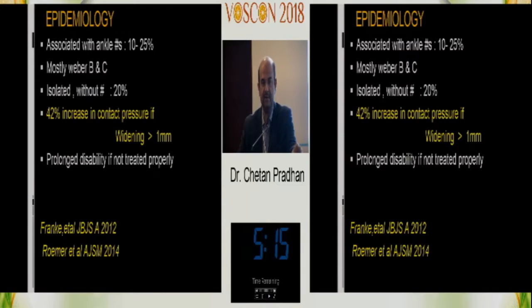So syndesmotic injuries are basically of two types. They are associated with fractures around the ankle to the extent of about 25%, mostly Weber type B and C, and they can be isolated syndesmotic injuries as seen in sportsmen. About 20% of them present like that. What is important to remember is about 42% increase in the contact pressure if the widening of the syndesmosis is as less as 1 millimeter. So if you don't diagnose or treat them properly, then you are going to land up into trouble. And definitely the sporting career of that patient will be in jeopardy.